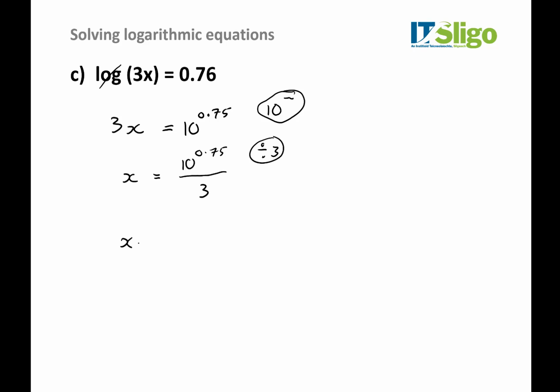And once you have x on its own, now you can compute. So, 10 to the power of 0.75. Be careful to move the cursor properly. Don't divide it by 3. And here we get 1.87447. We'll just say 1.87445.